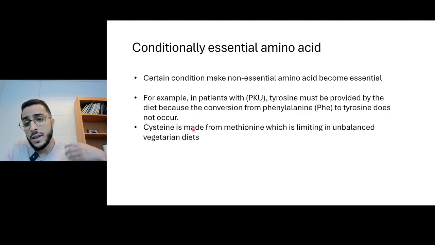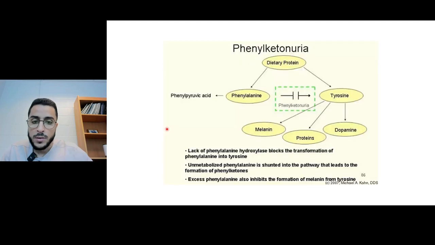Additionally, your diet also affects what's conditionally essential or not. Vegetarian diets, for example, are not rich in methionine. And because they are not rich in methionine, you'll have an unbalanced level of cysteine. And so cysteine becomes conditionally essential for you. Okay? So this is what it looks like.